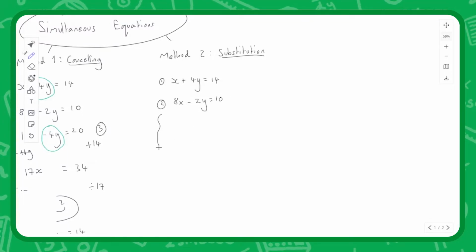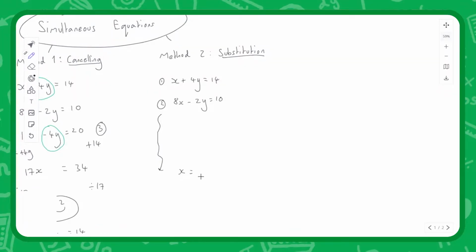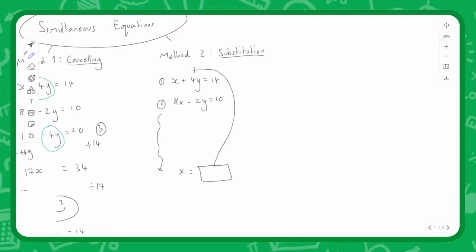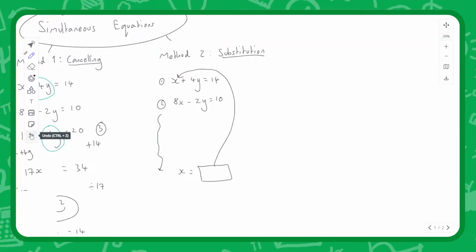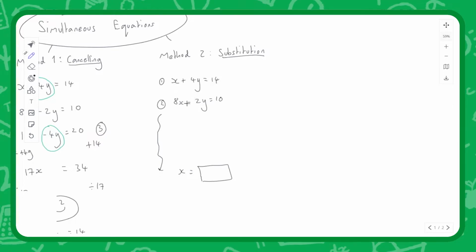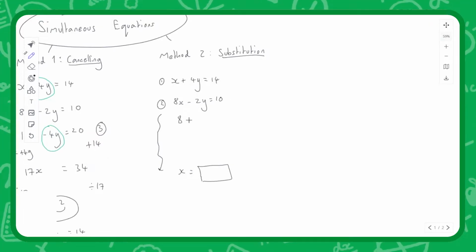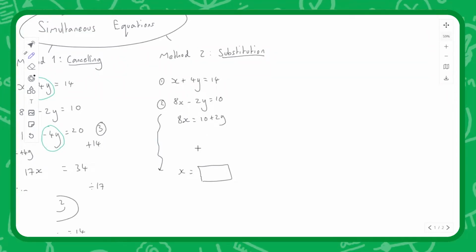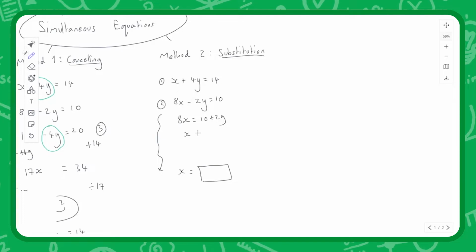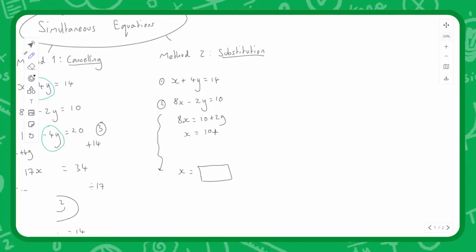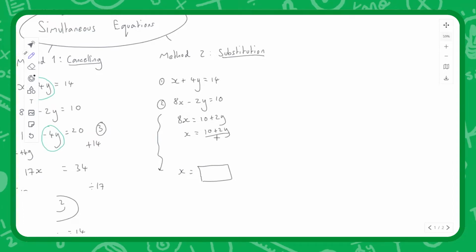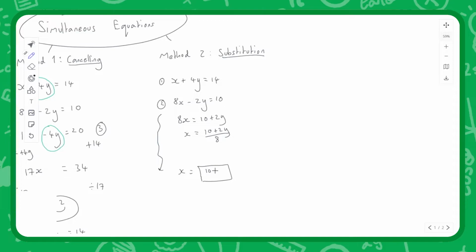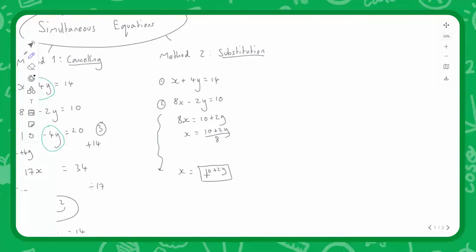I want to do a bit of maths, and I want to end up with x equals something, and then I can take that something and put it in for x there. So how do we get x on its own? Well, I can add 2y to both sides to take care of that minus 2y. So I get 8x equals 10 plus 2y, and I can divide both sides by 8. I get x equals (10 plus 2y) divided by 8. And so that's what goes in that box, right? We've made x the subject of that equation.